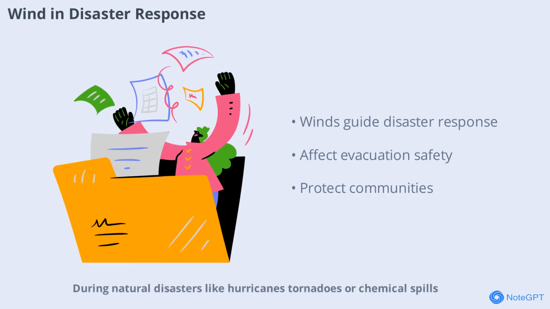During natural disasters like hurricanes, tornadoes, or chemical spills, wind direction is a critical factor in emergency response. It determines the path of storms, the spread of hazardous materials, and the safety of evacuation routes. Emergency managers use wind data to make informed decisions and protect communities.